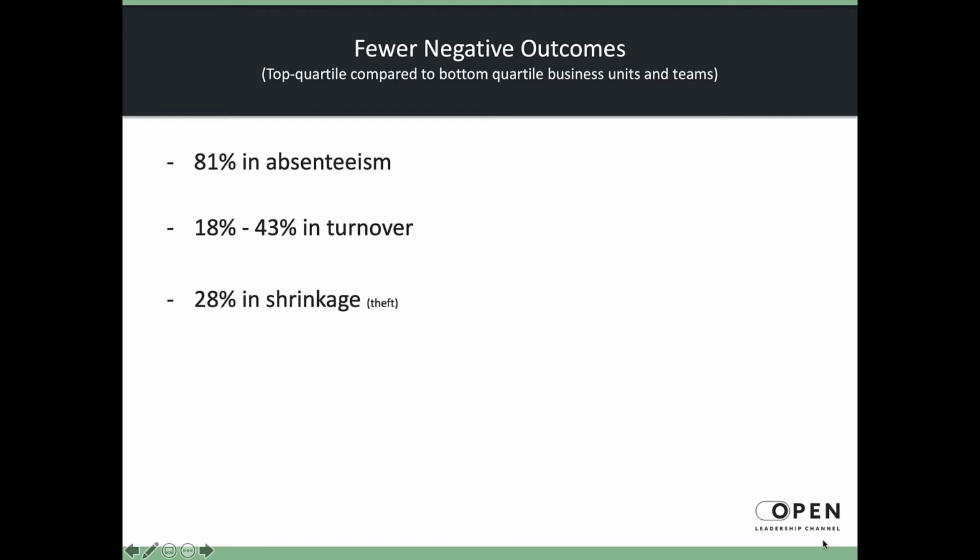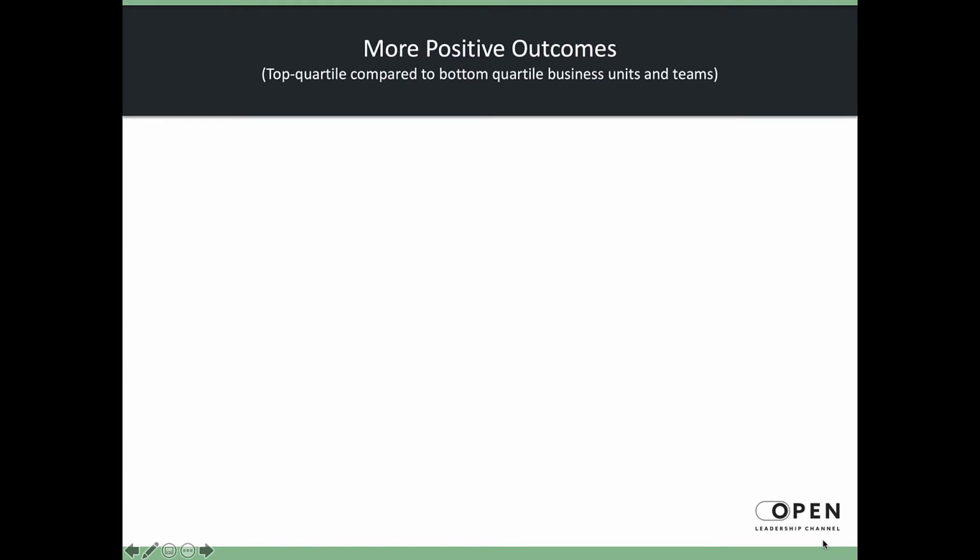28% less shrinkage, being a polite word for theft in the main, but loss of stock and product in the business, 28% less, 64% less safety incidents. Now, the well-being of your staff, their safety, and potentially for the customers or people you're working with, 64% better. I mean, alone that ought to be a reason to think about getting busy engaging your people. 41% less quality defects in products or services. 41%. It's an immense prize in business.